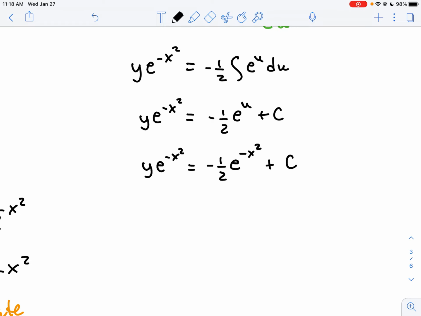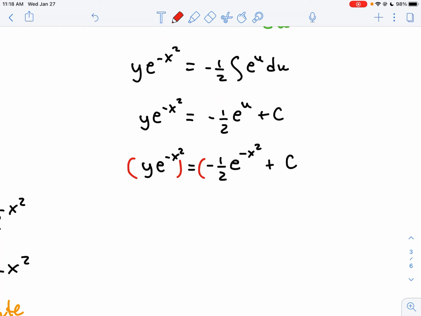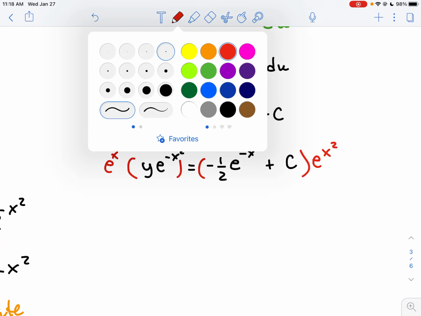Now technically I'm done. This is an implicit equation. I want to make it explicit though, so I want to solve for y, get y isolated. So I'm going to multiply both sides, or divide both sides, however you want to think about this, but I'm going to multiply both sides by e to the x squared. The other option was to divide both sides by e to the negative x squared. And the reason I do this is because e to the x squared times e to the negative x squared, exponents add, you get e to the 0, which is 1, so you get y isolated.